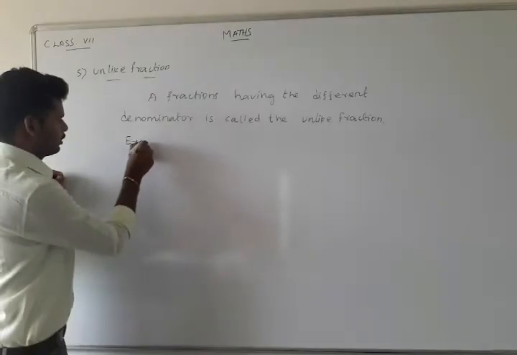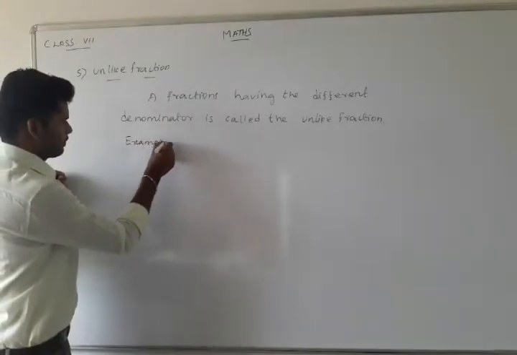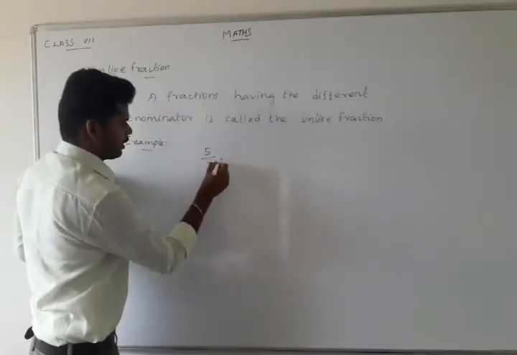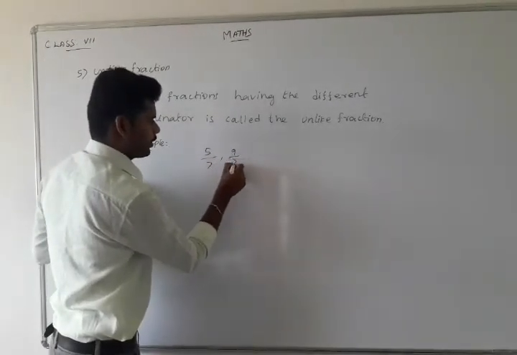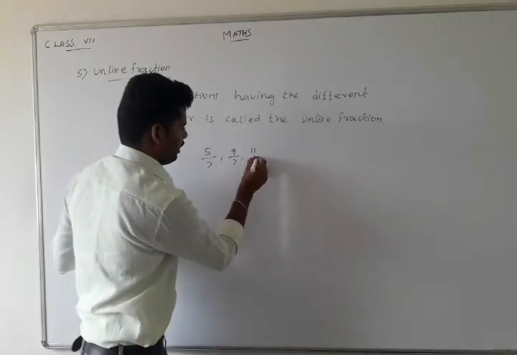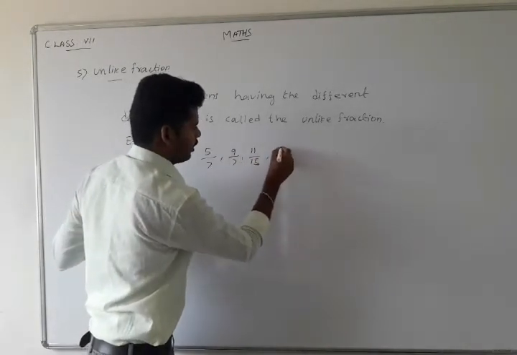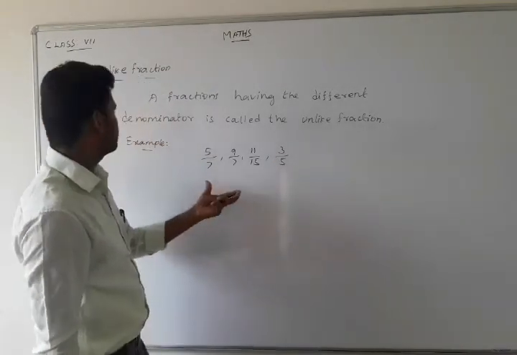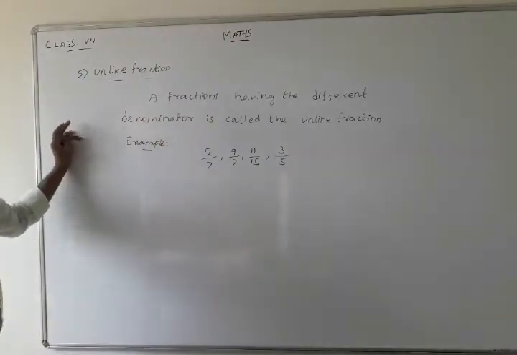Example: 5 by 7, 9 by 7, 11 by 15, 3 by 5. So here the denominators are different. So this is unlike fraction.